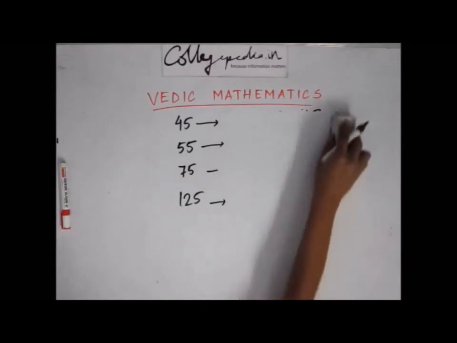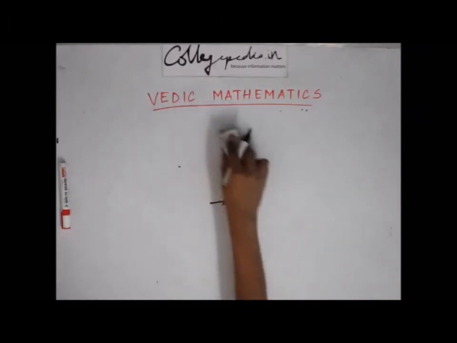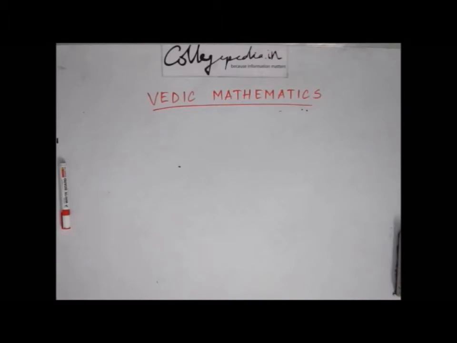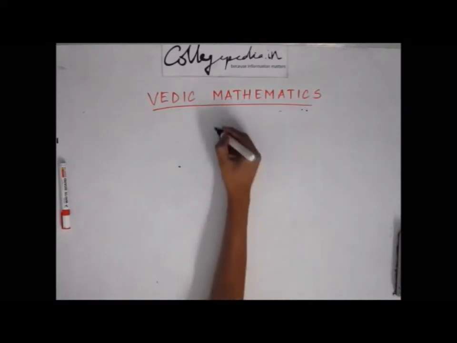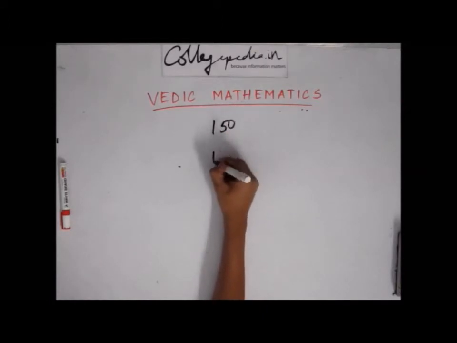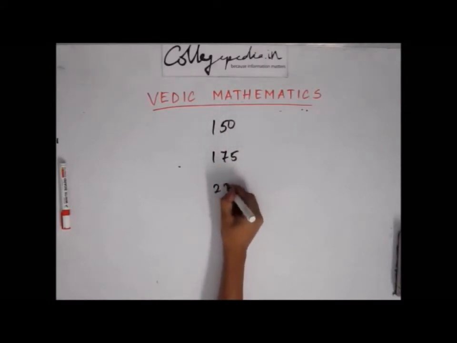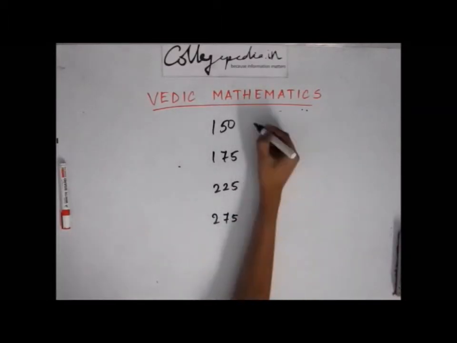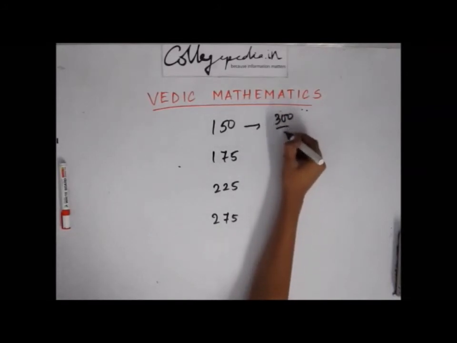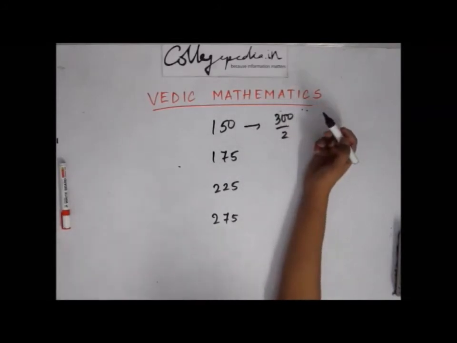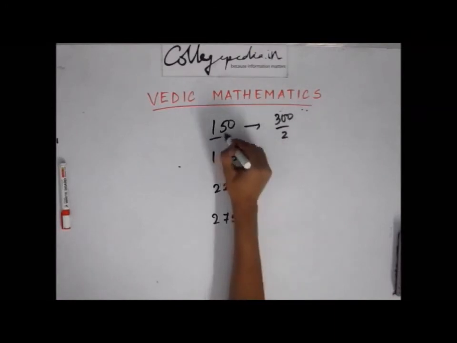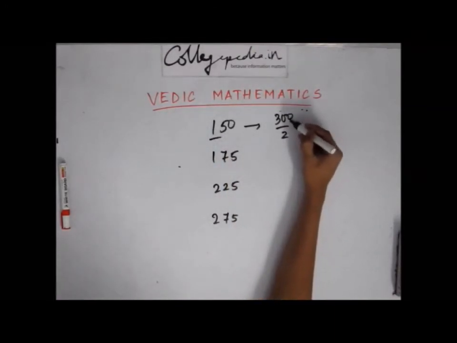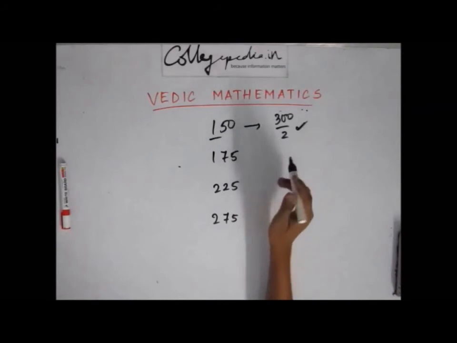Now let's take some more cases. We have taken 4 cases like 45, 55, 75, 125. Let's take more cases like 150, 175, 225 and 275. 150, what you can do is write this as 300 divided by 2. Again, multiplying by 3 is very simple compared to multiplying by 15. So this is a quicker method.